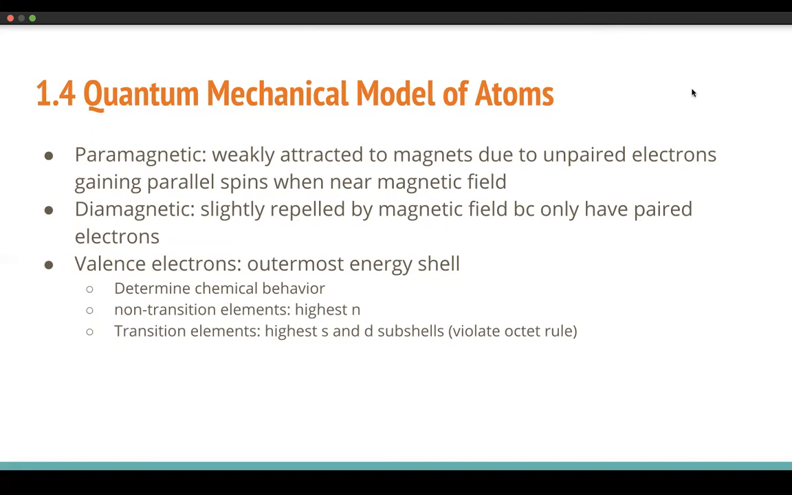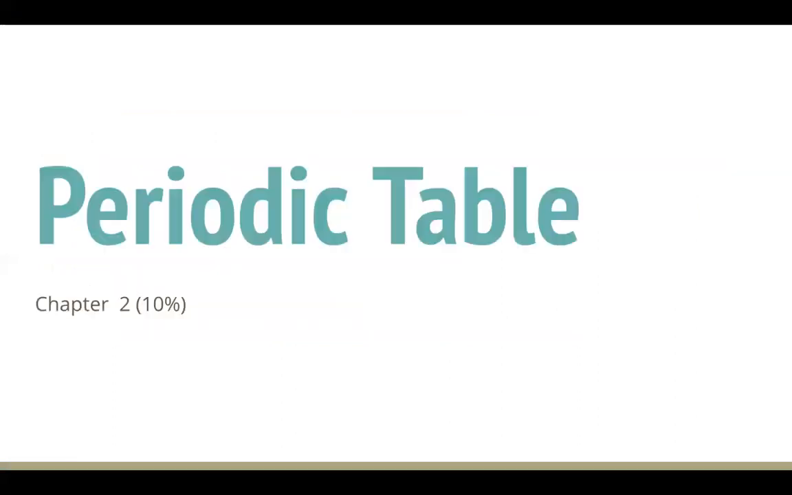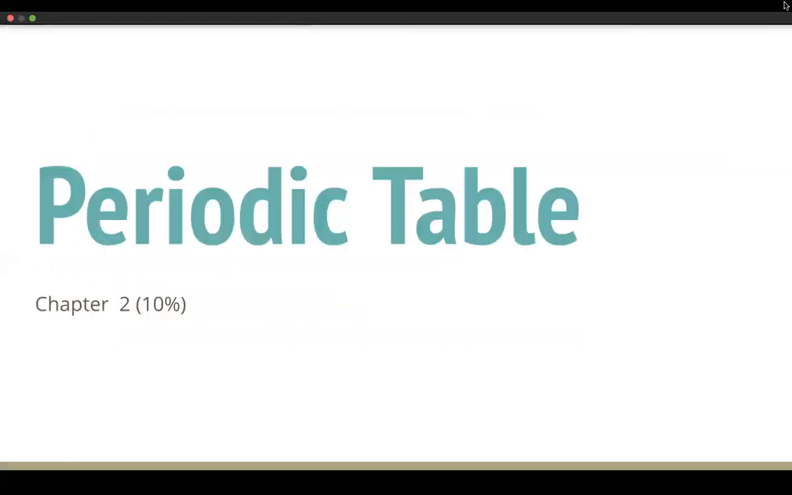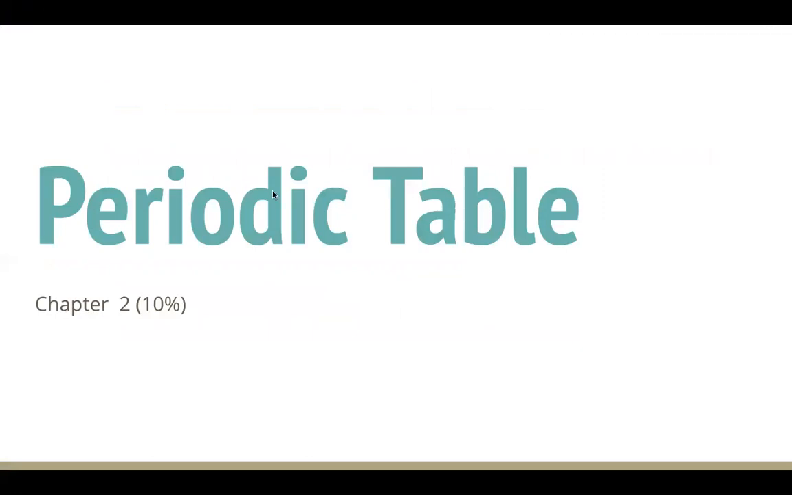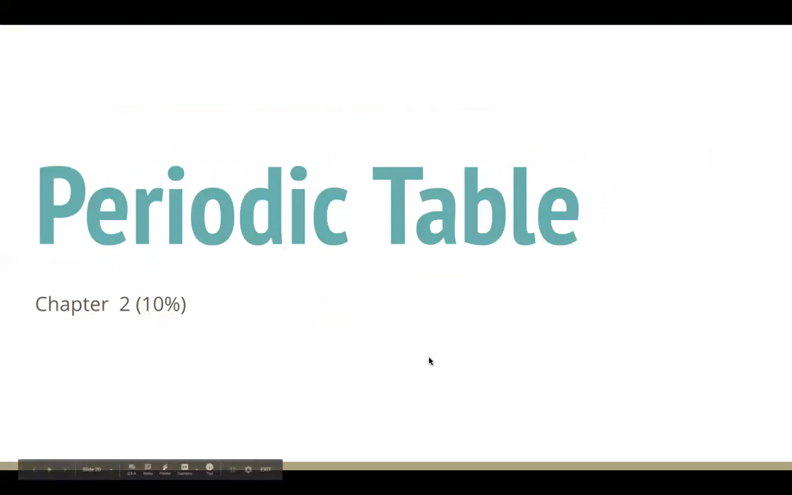And as you guys know, valence electrons are the outermost energy shell, and they're the most important for chemical behavior. So this is chapter 2, the periodic table. This chapter is really short, maybe 4 slides, but it is really important for conceptual information.